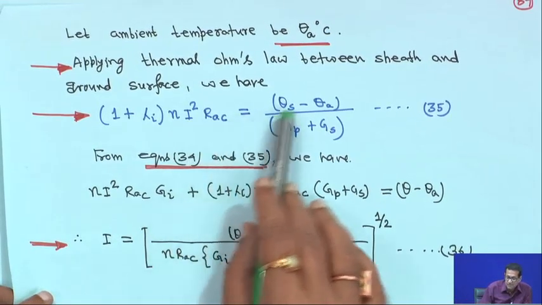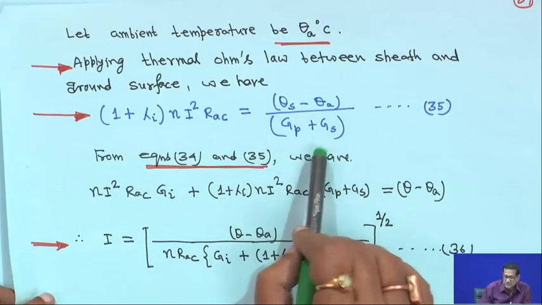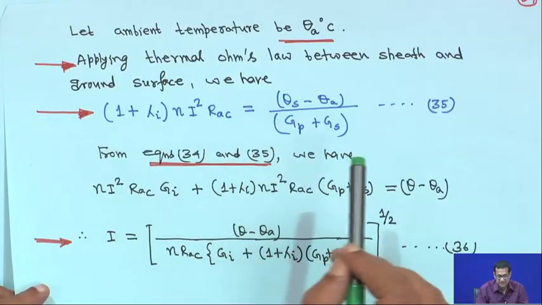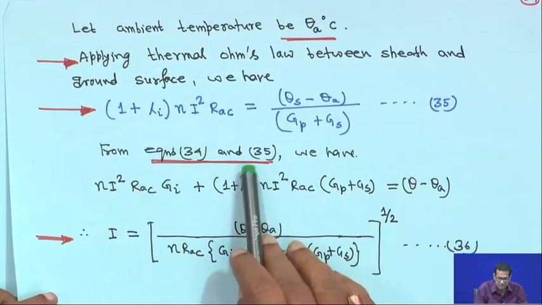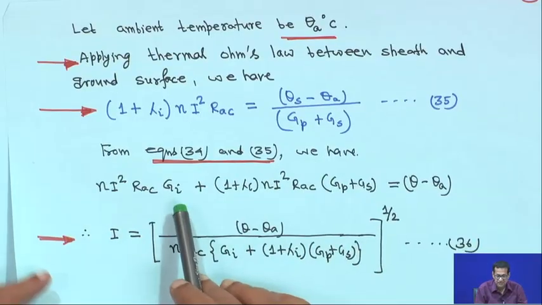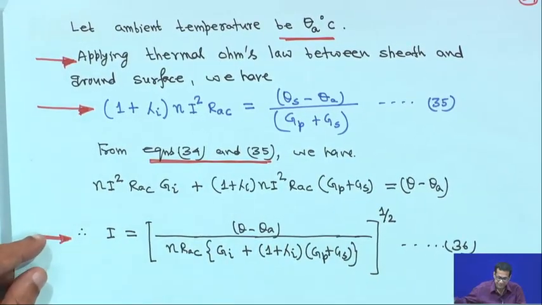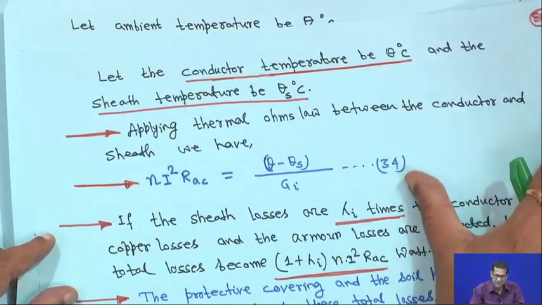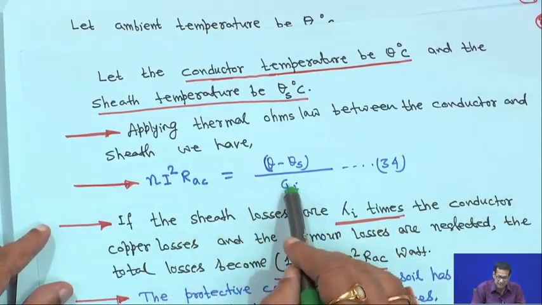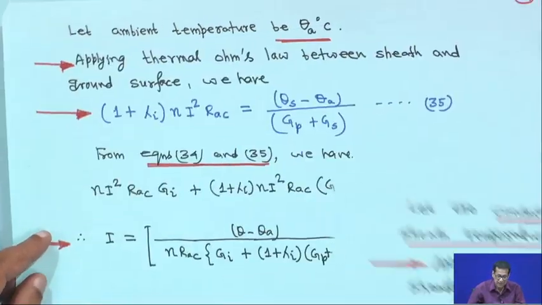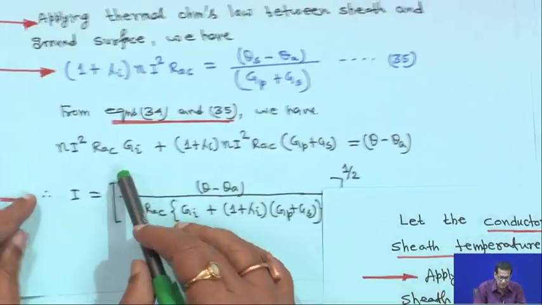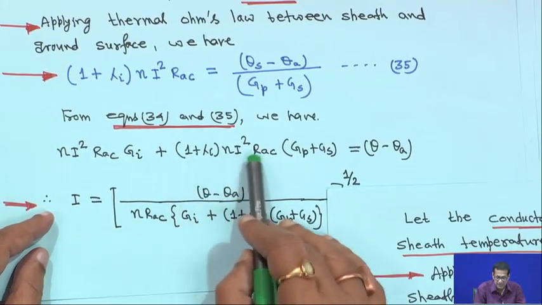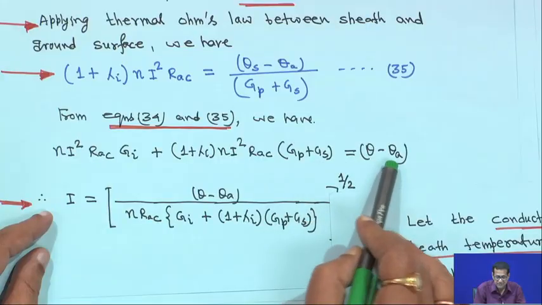So, this is actually where we are considering both the sheath and the protective covering, that is Gp plus Gs. So, this way you can write. Now, from equations 34 and 35: equation 34 is theta minus theta s is equal to Gi n I square RAC, and I will show you how we get n I square RAC Gi plus 1 plus lambda I into n I square RAC bracket Gp plus Gs is equal to theta minus theta a.